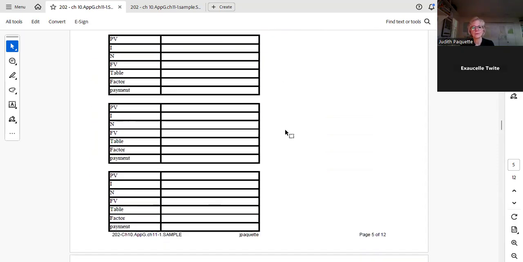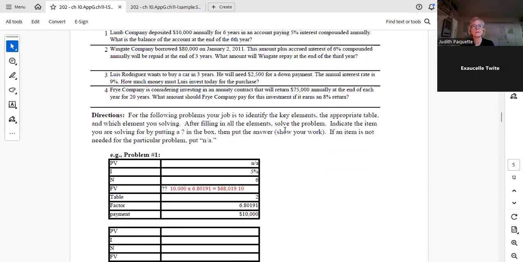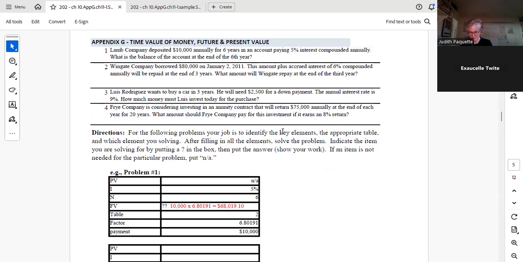I had a question on this part as well. I get confused how to know if it's present value or future value. I tried, but sometimes I get confused. I can understand that. That is why I do these little boxes. So, for example, what is the balance of the account at the end of the 6th year? That means your unknown, your question mark, is your future value. So that is what we are solving for.